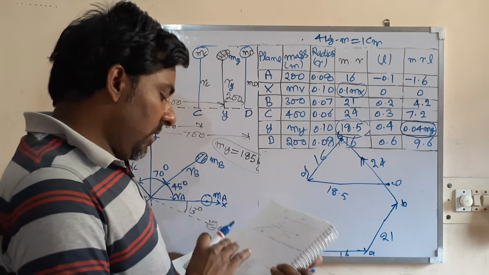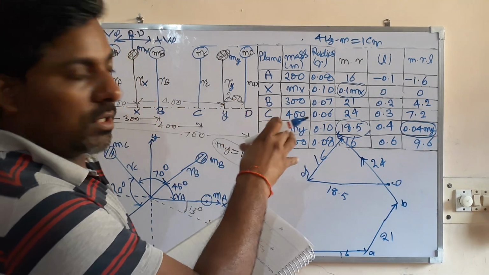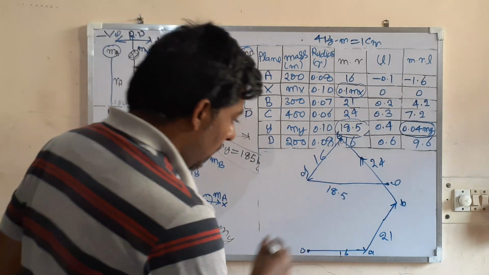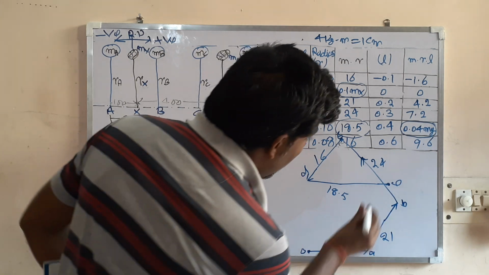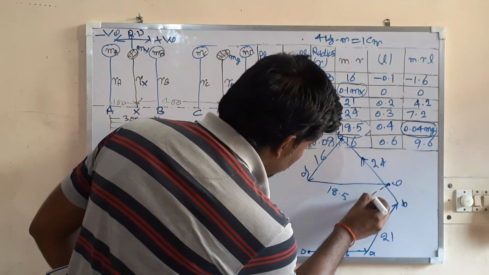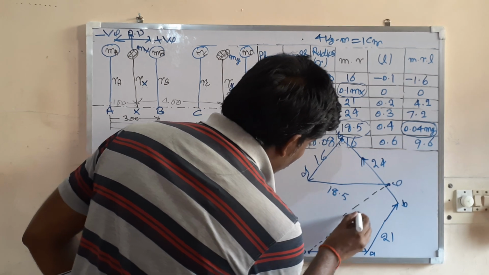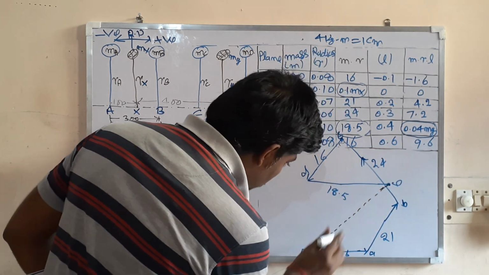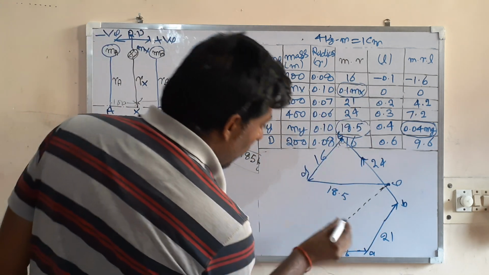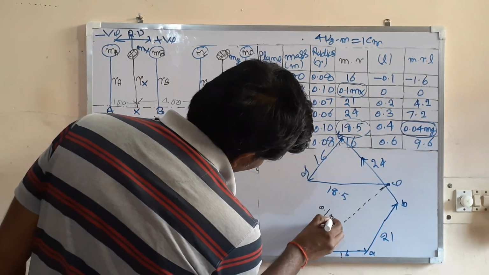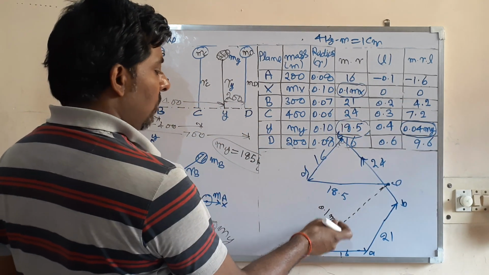So I have done it. Accordingly I am drawing so that the actual picture should come here. Now this closing side will be the unknown. What is unknown? 0.1 mx. This is 0.1 mx. This is the closing side.